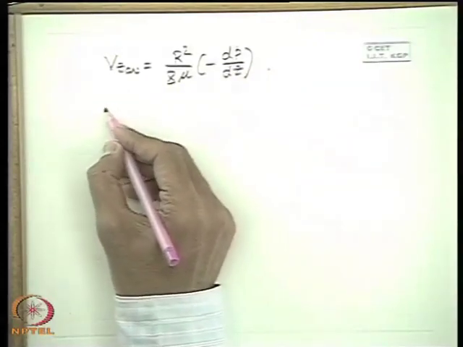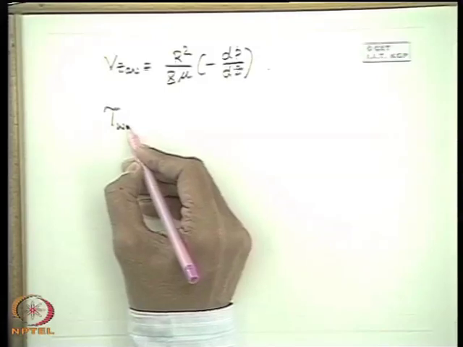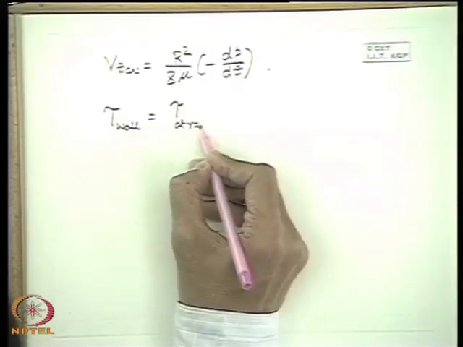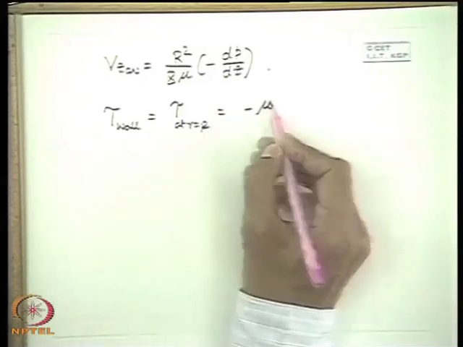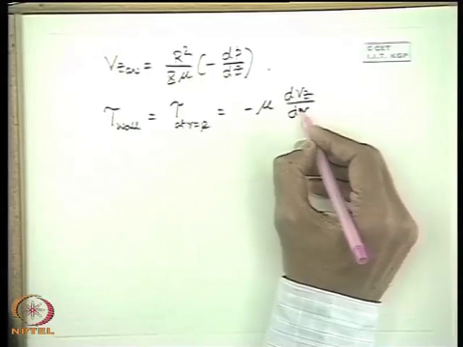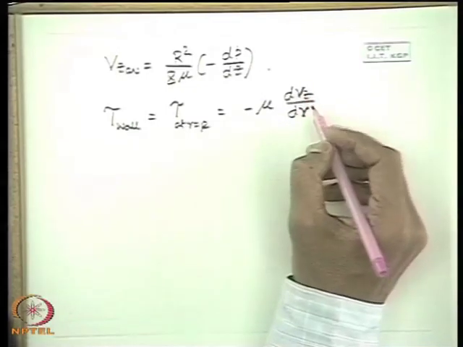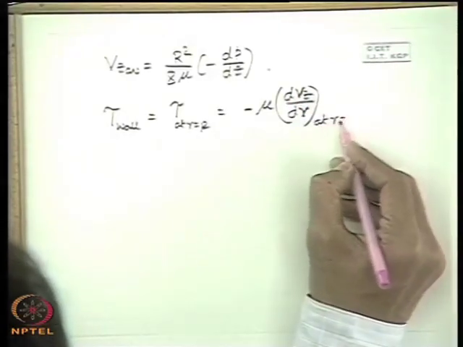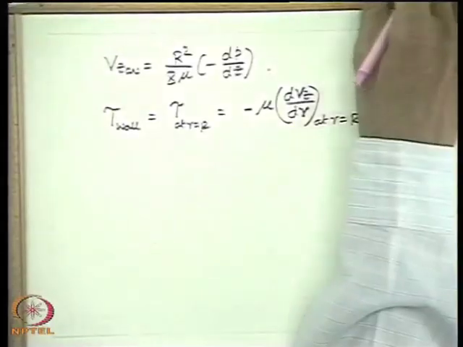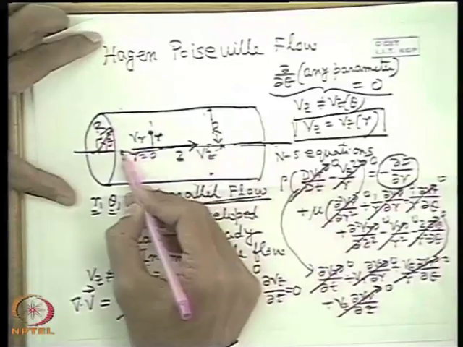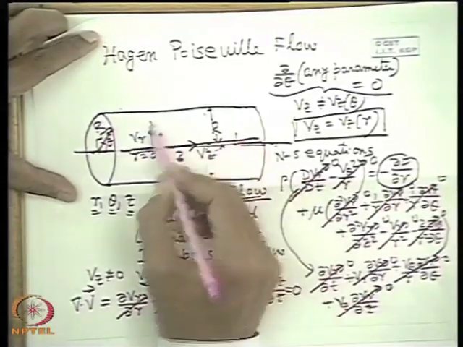Tau. We are interested now in tau wall, the shear stress at the wall. That means tau at r is equal to R. It is minus mu dVz dr, where dVz dr is the velocity gradient, which is equal to the shear rate. Why am I writing the minus sign here? Can you tell? Why minus dVz dr at r is equal to R? This is because the coordinate axis has been chosen in such a way that r is measured from the axis.